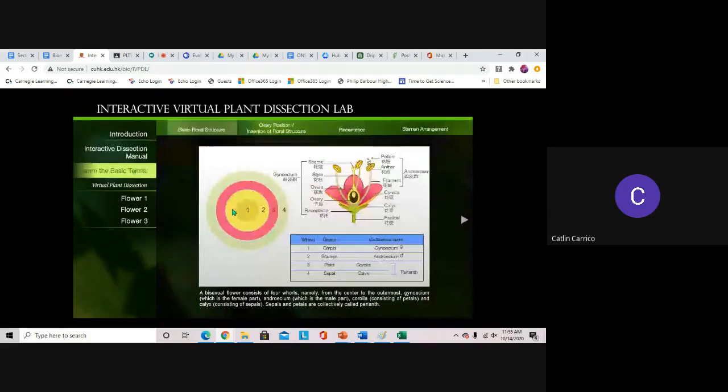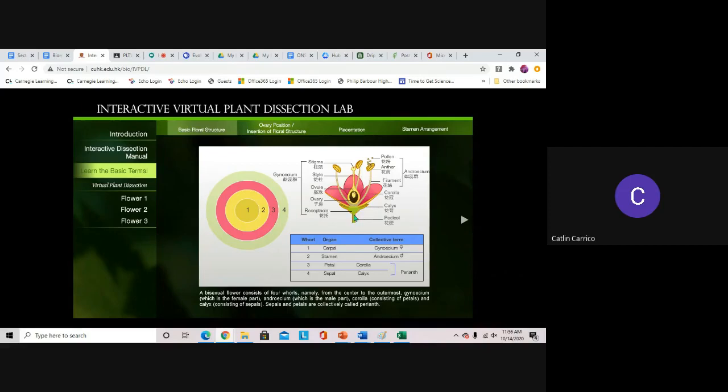For your basic terms, if we look at another diagram of the same thing without looking at a real flower, we can number them 1 through 4. 1 is the carpel, 2 is the stamen, 3 is the petal, and 4 is the sepal.